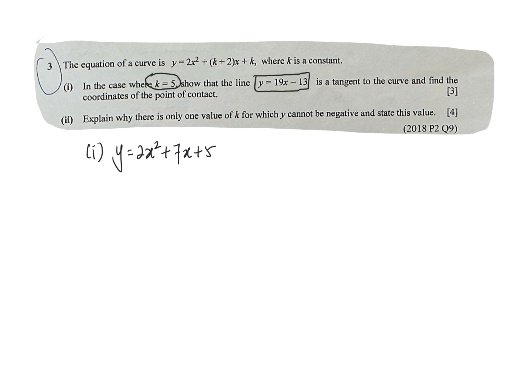So this is my curve. This is my line. They want you to show that it is a tangent. So there's two ways of doing. Create your new quadratic first. So you sub the line into the curve. So let's call this equation 1 and this equation 2. So sub 1.